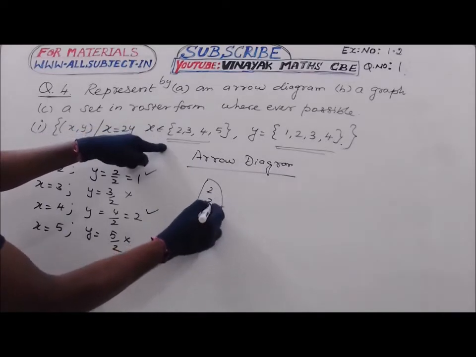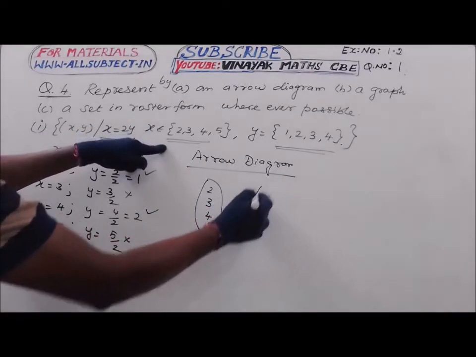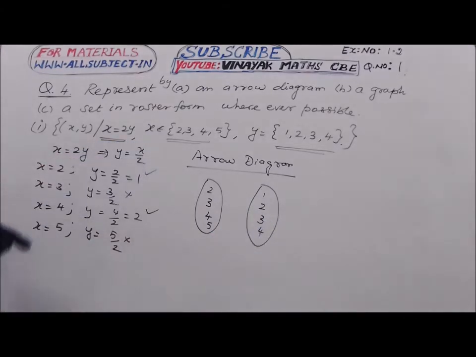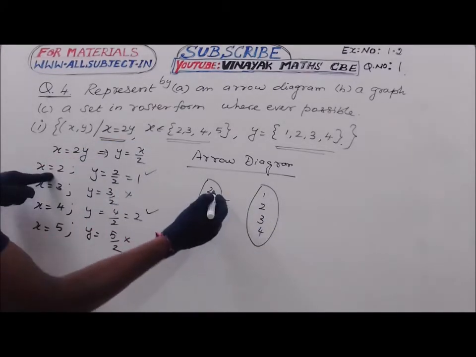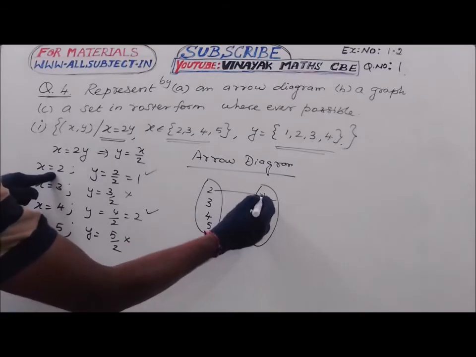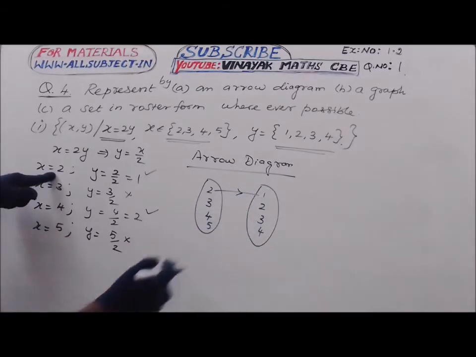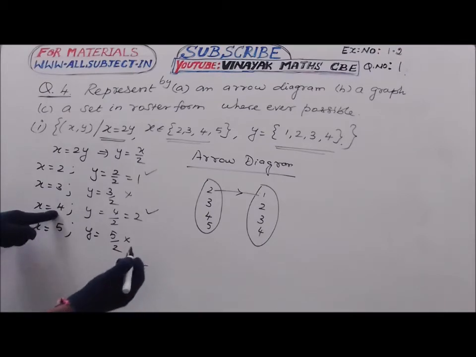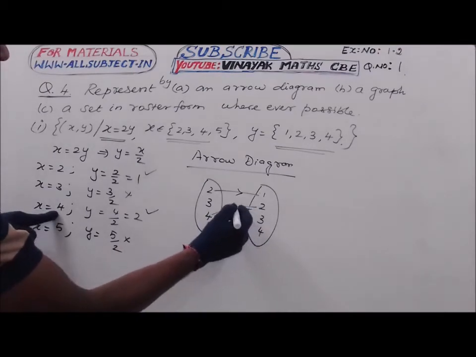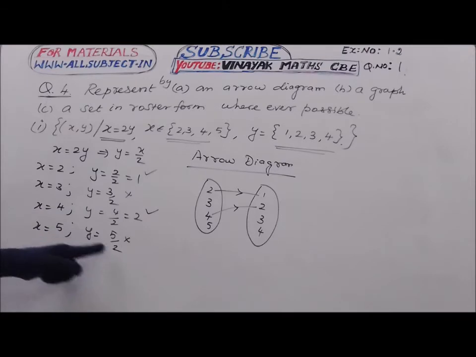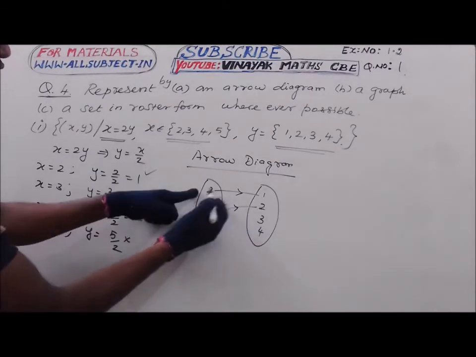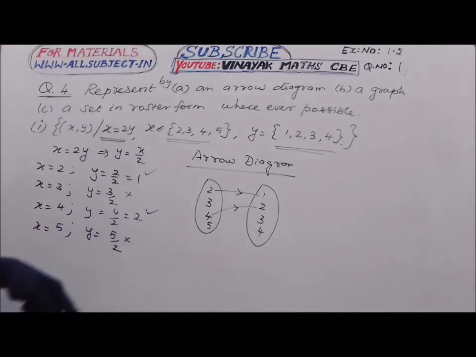X contains 2, 3, 4, 5, and in y we have 1, 2, 3, 4. Now x 2 follows 1, and 3 we don't have any image there. 4 follows 2, and 5 doesn't have an image there. So 2 and 4 only have the images. 2 follows the image 1 and 4 follows the image 2.